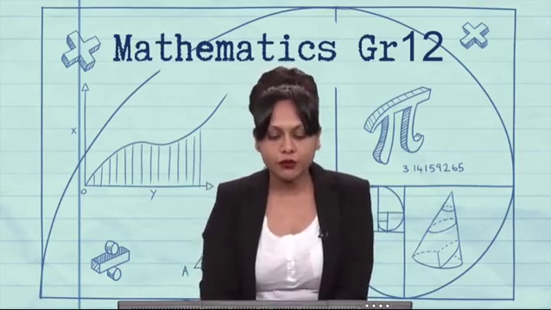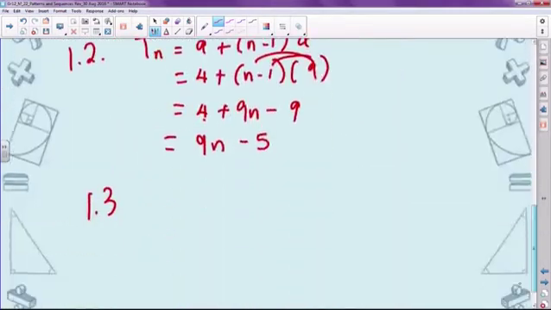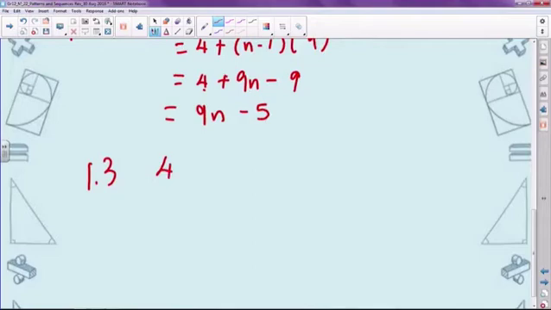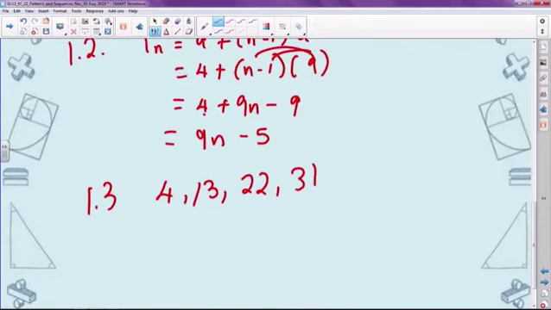So 1.3 says, consider the terms of the sequence which are even. Calculate the sum of the first 25 terms which are even. When we're looking at the even terms, let's look at our sequence. We've got 4, 13, and then the next one was 22. We saw that term 4 had a value of 31. And then term 5, if I add 9 onto 31, will give me 40.